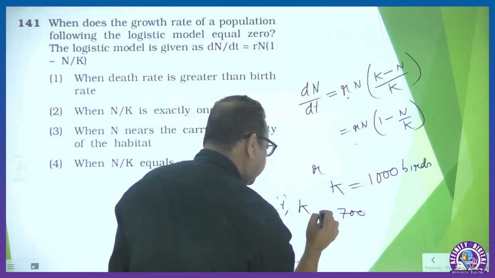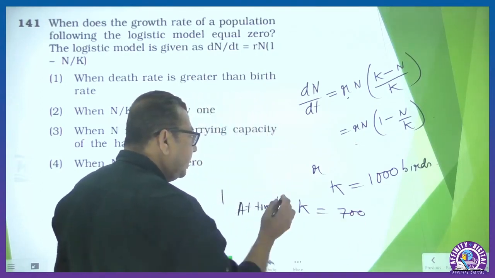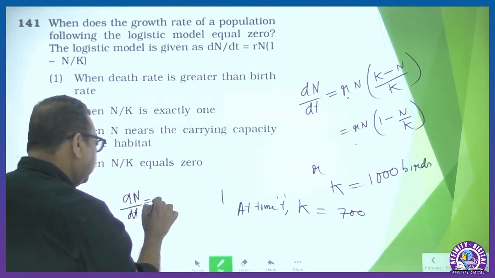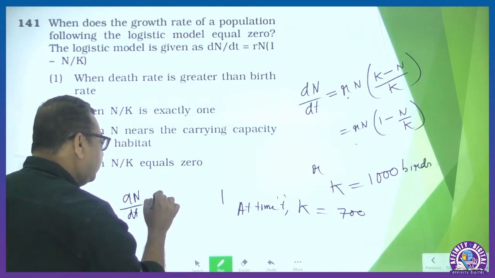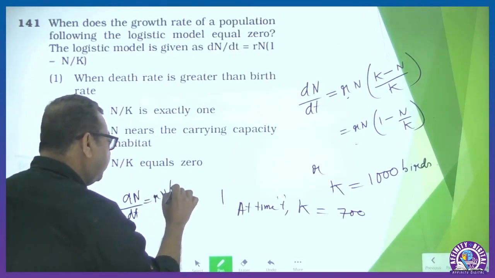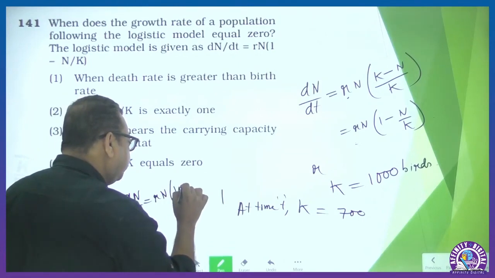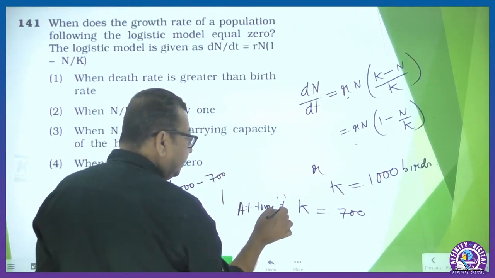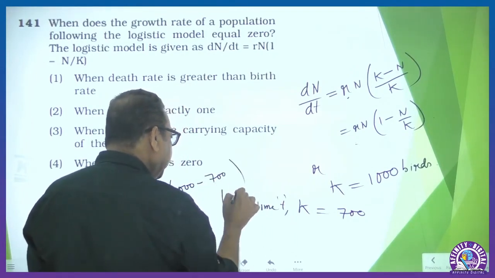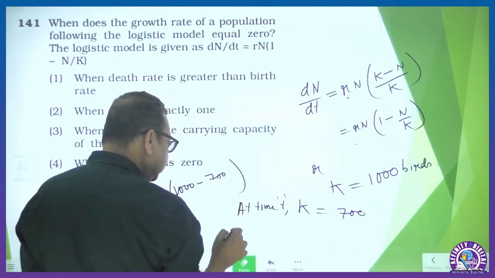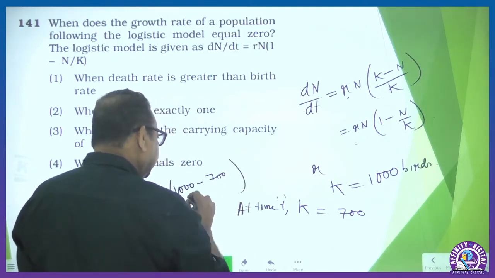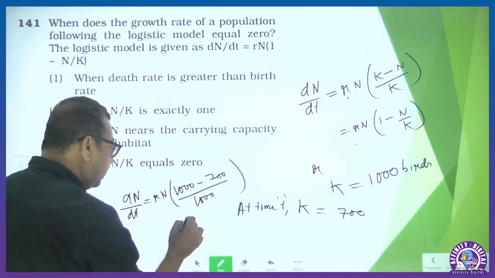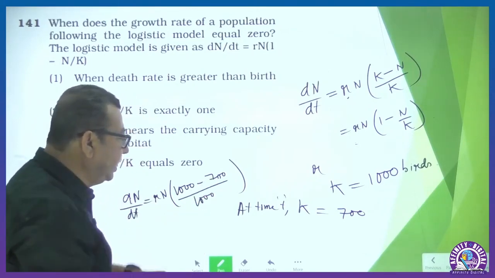At time t, suppose N equals 700. Then how will you put it? dN/dt equals rN multiplied by (K minus N) divided by K, where r is constant. Suppose K is 1000. After time t, at a particular time t, the bird population size is 700, and K is 1000, so (K minus N) is 300 by 1000.